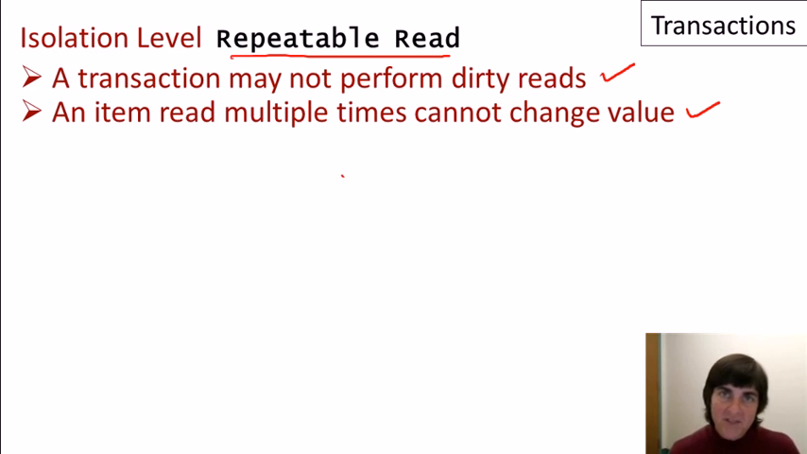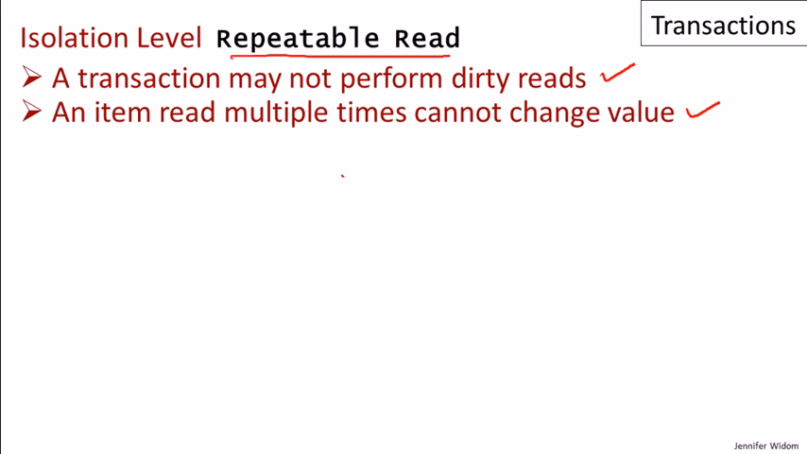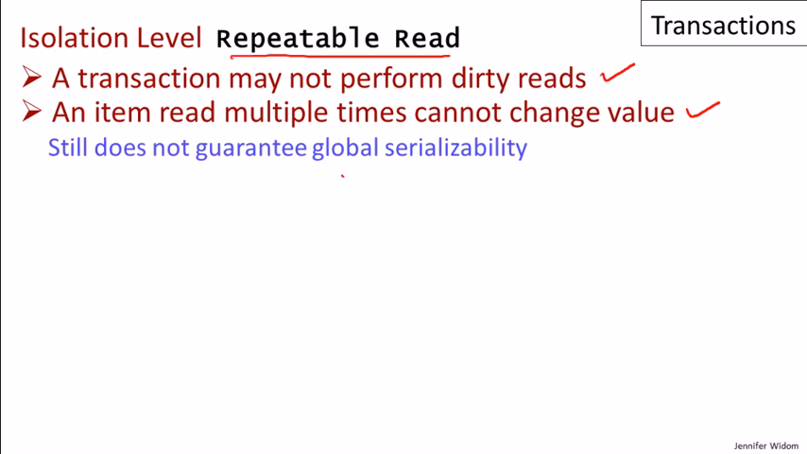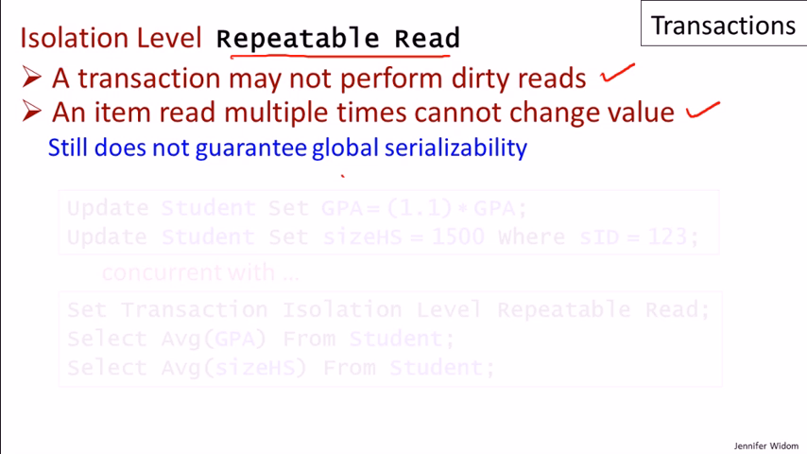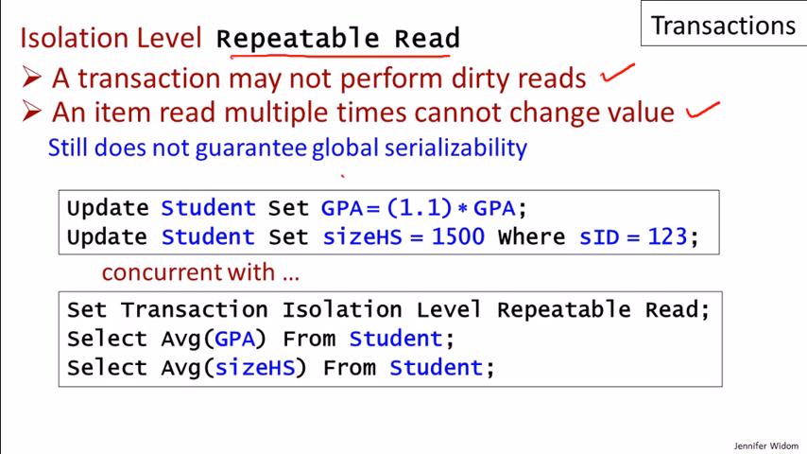You might remember in our previous example, we read the GPA multiple times and it did change value. So if we were using repeatable read for the consistency level there, then the behavior that I described couldn't occur. So even with this stronger condition, we still don't have a guarantee of global serializability, and we'll again see that through an example. Our examples are getting a bit more complicated here.